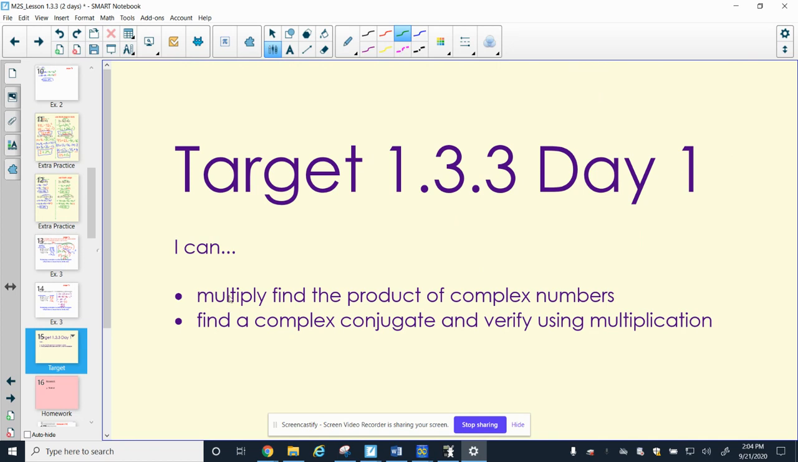Okay, so again, our targets for today, multiplying together complex numbers, and identifying complex conjugate, verifying using multiplication. So multiplying a complex number by its conjugate, and getting that real number as the result. Okay, so that's our lesson for today.